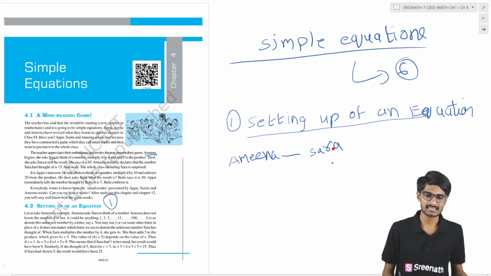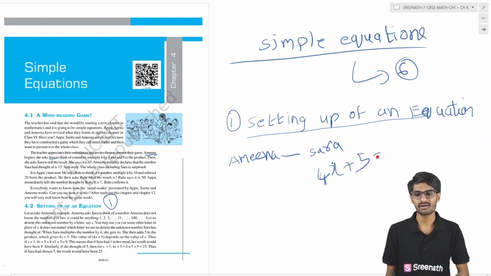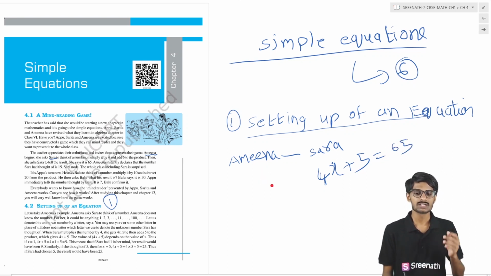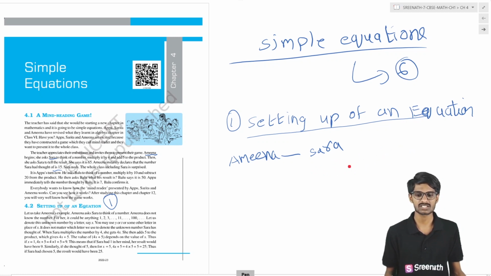Let us say that number be x. And what happened to that number? She multiplied it with 4 and added 5. And she told the final result is 65. Then what did Amina do? What has Amina told? Amina has told that the number is 15. I am rubbing it. I have written it just for your understanding only.